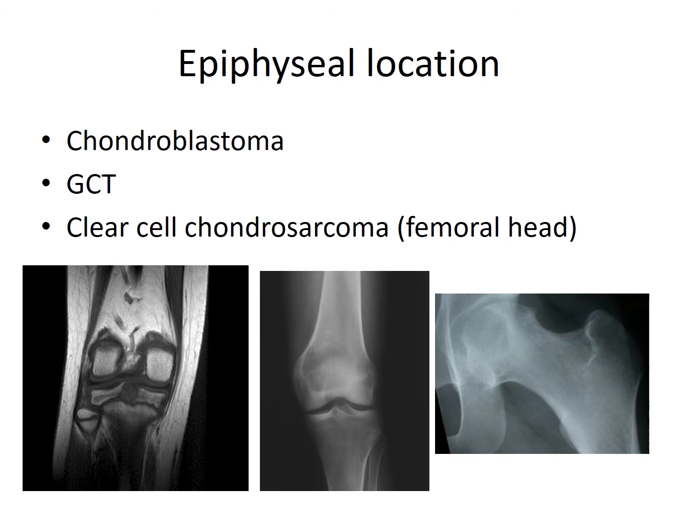We talk about epiphyseal tumors and epiphyseal location. There are three common things that occur here. Chondroblastoma is what we see in a skeletally immature patient. So a skeletally immature patient with an epiphyseal lesion, first consideration chondroblastoma. In a skeletally mature patient, giant cell tumor. And then the oddball is a clear cell chondrosarcoma that very commonly occurs in the femoral head. Now this is a very uncommon lesion, but it has a very common appearance when it does occur.